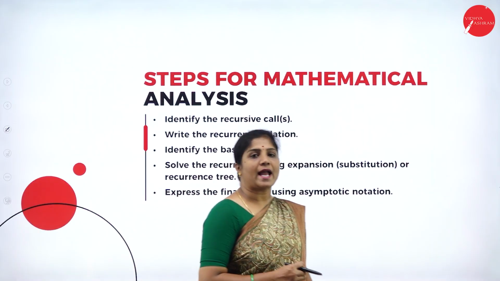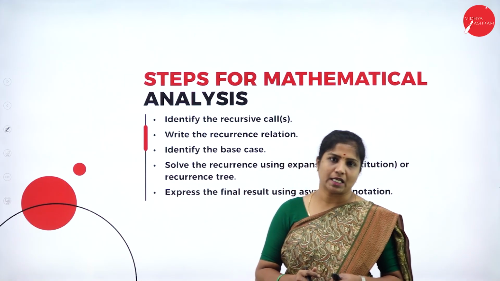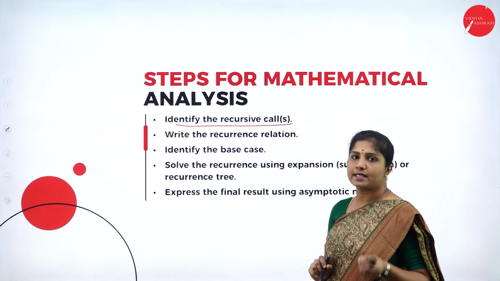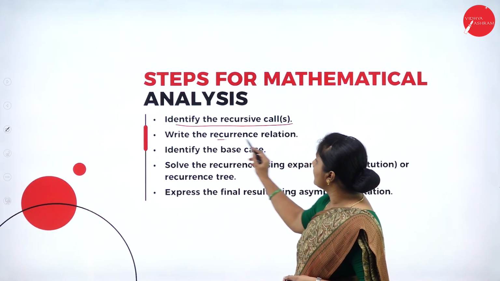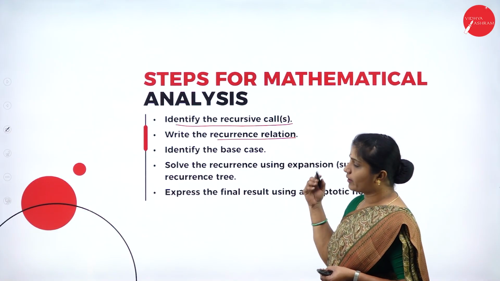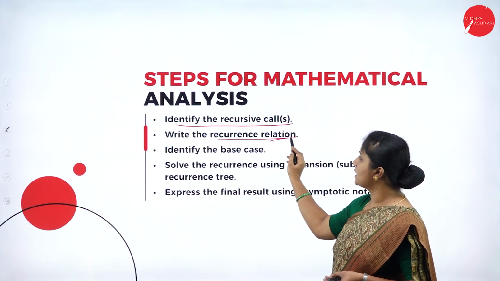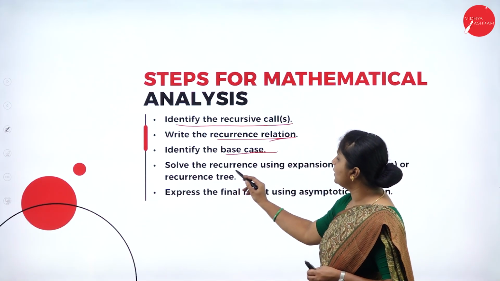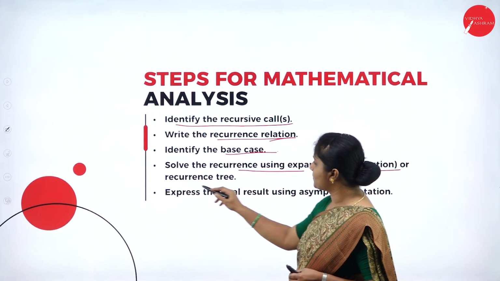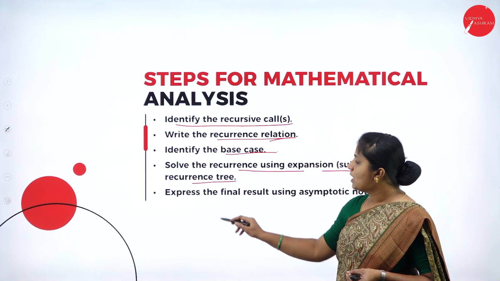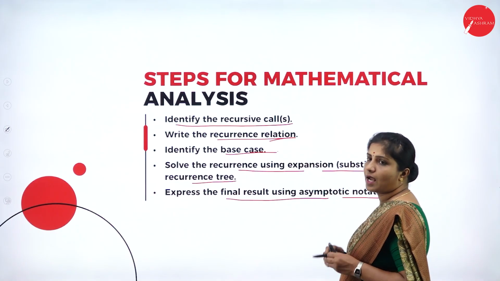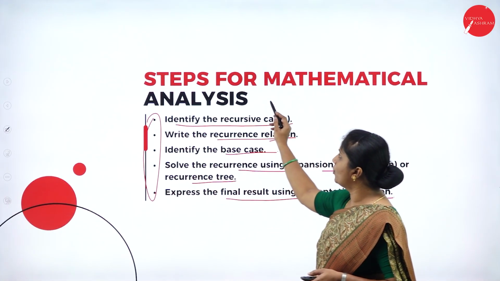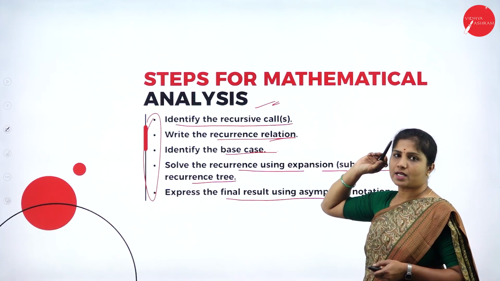Here we have the steps for the mathematical analysis of a recurrence relation. First, identify the recursive call. Next, write the recurrence relation for it. Next, identify the base case. Next, solve the recurrence using expansion, substitution, or a recurrence tree. Finally, express the result using asymptotic notation. So these are the 5 different steps we need to follow for the mathematical analysis of a recurrence relation.